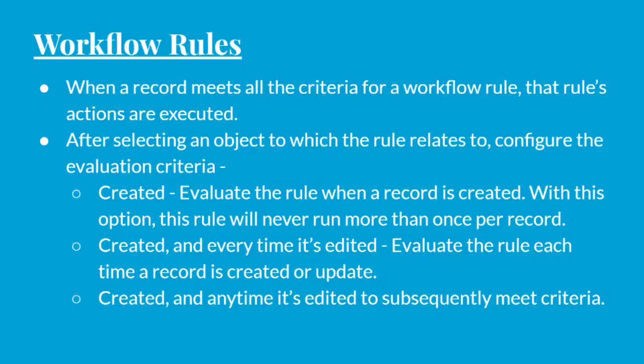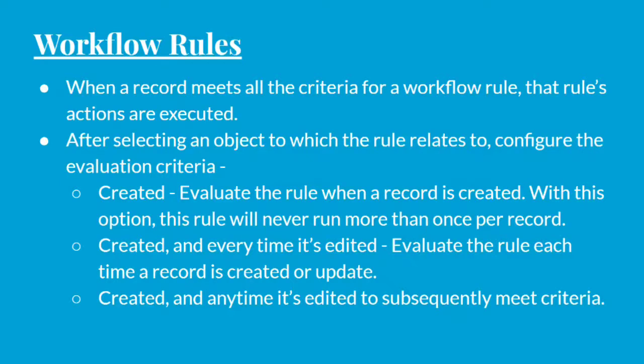There are three options of evaluation criteria. The first one is created. It will evaluate the rule when a record is created. With this option, this rule will never run more than once per record, because any record can be created only once. Once it is created, only at that time will this particular rule be evaluated. Suppose you have created a new opportunity record and selected the evaluation criteria as created. Only then will that workflow rule run.